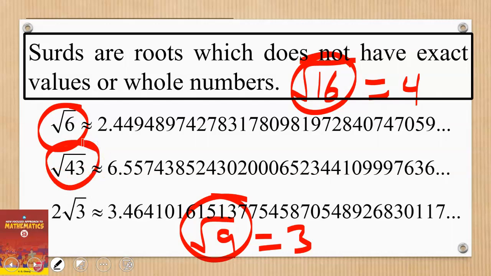All right, so we'll learn how to differentiate between numbers that give you an exact value, which are not surds, and those that will not give you an exact value.